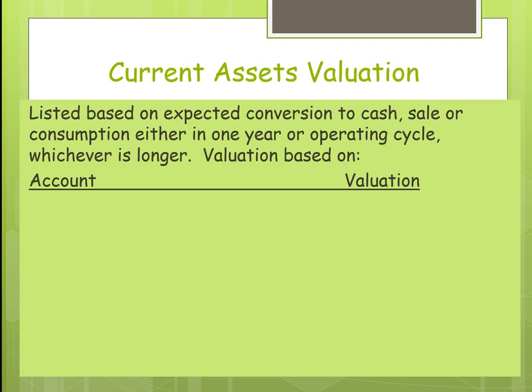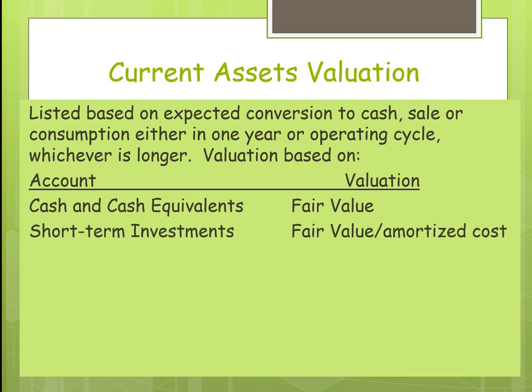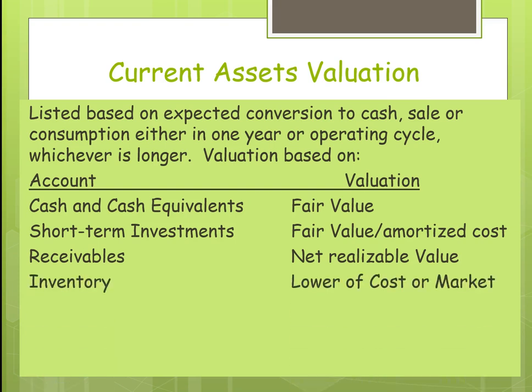Now, current asset valuation: listed based on expected conversion to cash. That's how they show up on the balance sheet. Sale or consumption, either in 1 year or the operating cycle, whichever is longer. Valuation of cash and cash equivalents is fair value. Short-term investments are at fair value, and they're amortized if there's any discount or premium. Receivables, net realizable value. Inventory, lower of cost or market. Prepaid expenses at cost. Now we're going to walk through an example.